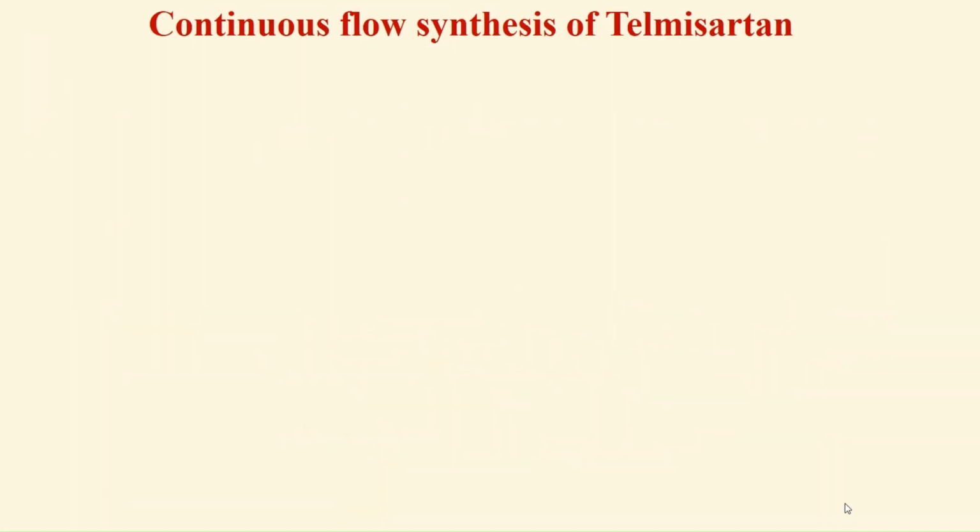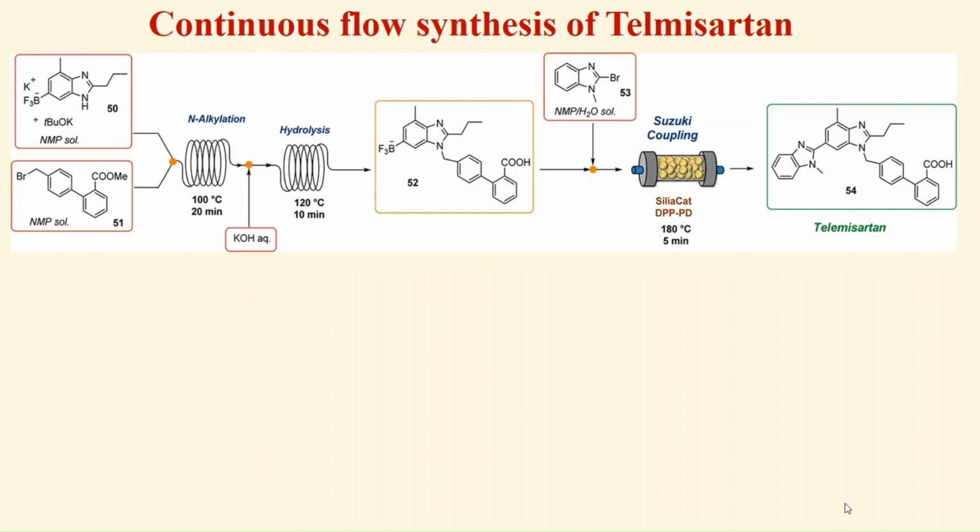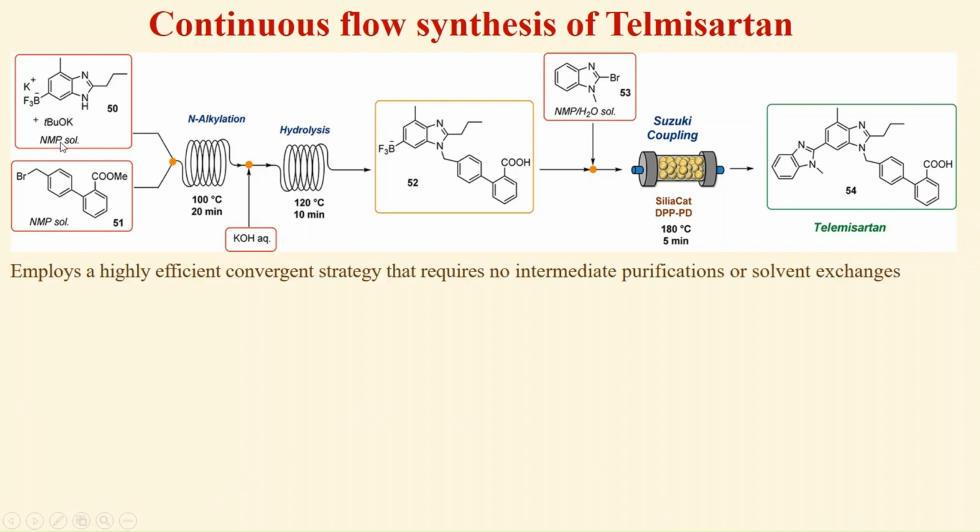Similarly, another drug molecule, telmisartan, which comes under the category of angiotensin receptor antagonist, which finds its use in the treatment of hypertension, has been synthesized by continuous flow system. The 2-propyl 4-methyl derivative of imidazole was dissolved in N-methylpyrrolidone and alkylated using bromomethyl biphenyl derivative.